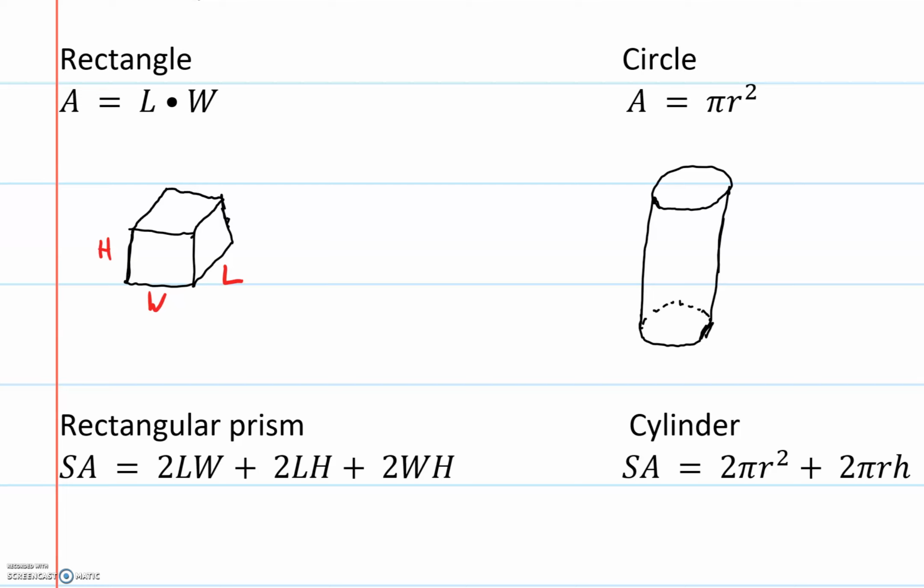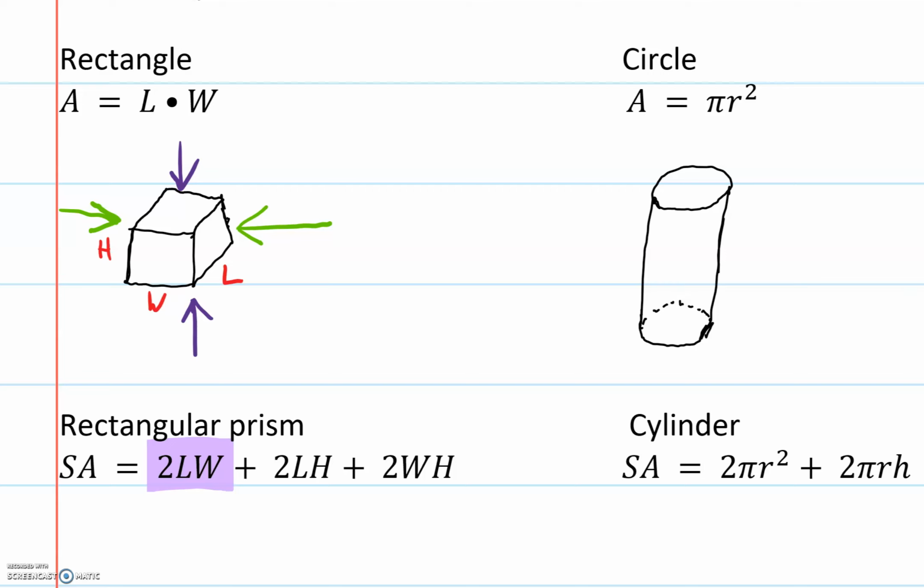That means there are a couple of different sides to think about. The first side I think about is length and width. The bottom and the top are both length times width. Since there are two of them, we do 2 times length times width. Then the other sides are length times height, which are the two sides.